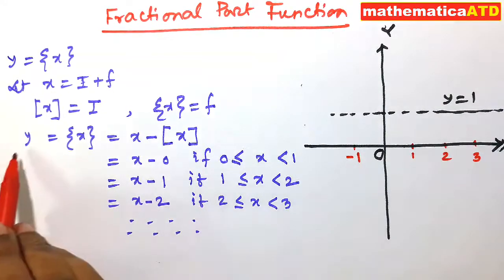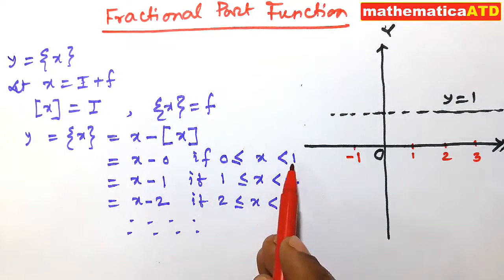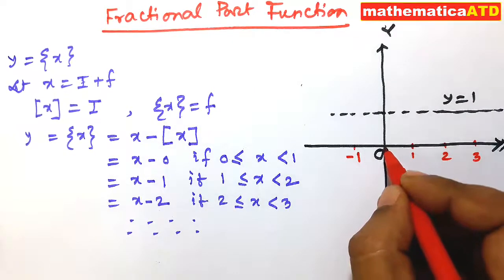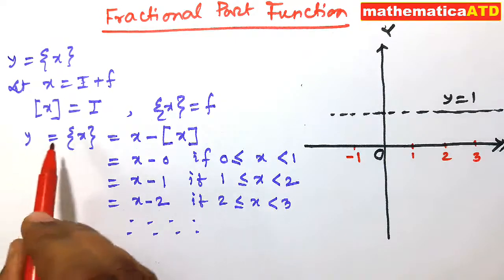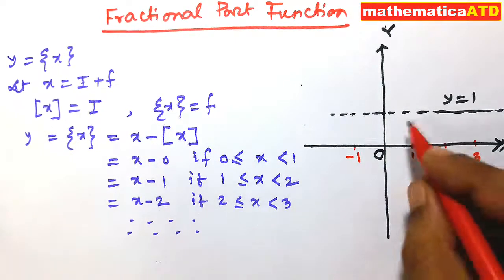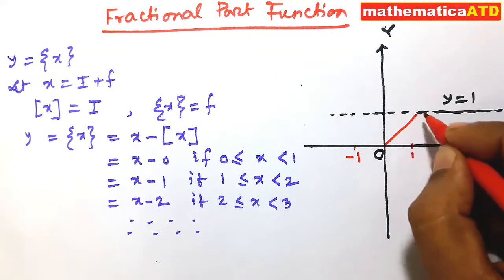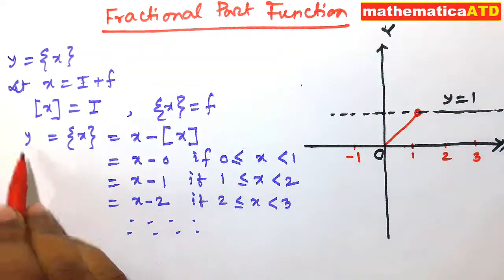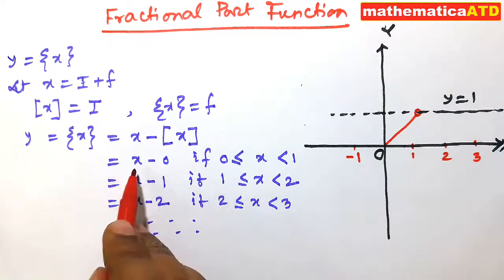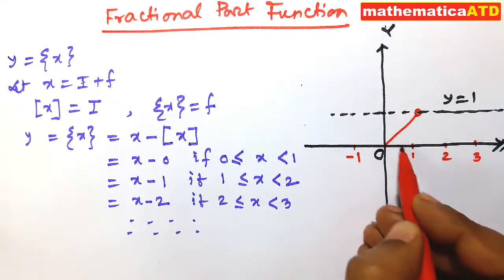Now see that y is equal to x if 0 is less than or equal to x less than 1. That means from 0 to 1, the value of y, that is the fractional part of this function, is equal to x. So I have to write this like this. From 0 to 1, this is the function y is equal to x. Y is equal to x is a line which makes 45 degrees with the positive direction of the x-axis. So this angle is equal to 45 degrees.